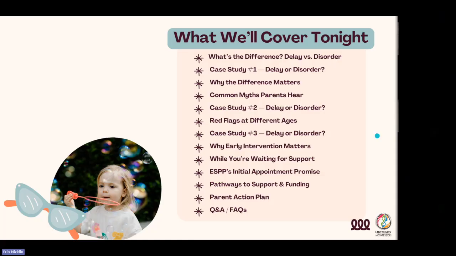We're going to look at some red flags at different ages, so particular red flags. And then we're also going to look at why early intervention matters and why it's not wise to be waiting to get support. And that's not to shame anyone, that's just to provide you with the best information that there is. What you can do while you're waiting for support, because getting supports at the moment is challenging. There are wait lists everywhere.